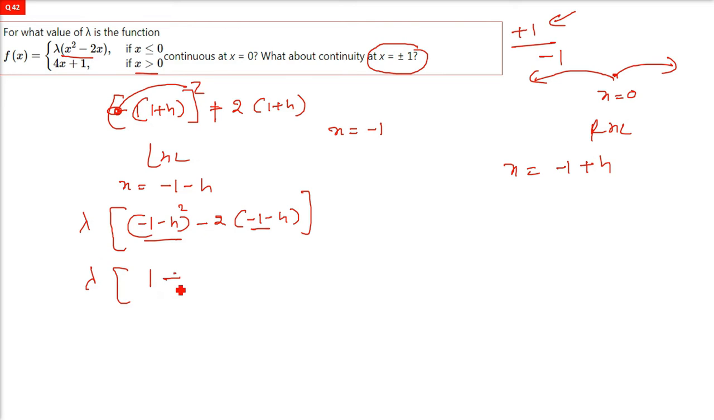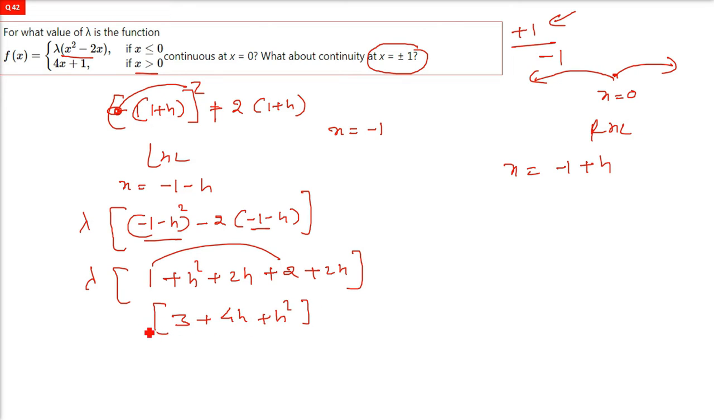So a square plus b square plus 2ab. So 1 plus h square plus 2h. Minus minus will be plus, so 2 into (1 plus h). So 2 into 2 plus 2h. So 2 plus 1 is 3. 3 plus you have 4h plus h square. And you have a lambda also. Now let us apply the limit. Limit h tends to 0. So these 2 will be 0, it will be 3 lambda. We will get some value here, okay?